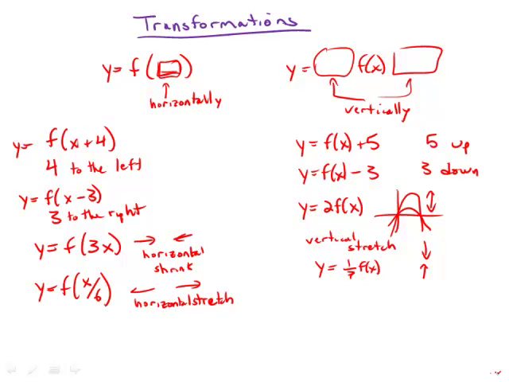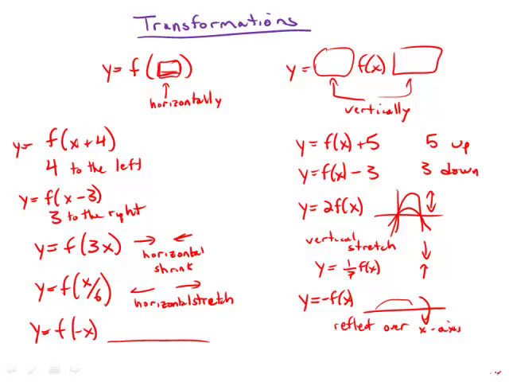Finally, there's what happens if we toss in a negative sign. If we toss in a negative sign on the outside, that has the effect of taking the function and flipping it over the x-axis. So this is a reflection over the x-axis. Whereas if I put a negative sign on the inside of a function, what this does is it takes the function and it flips it over the y-axis. So reflect over the y-axis.